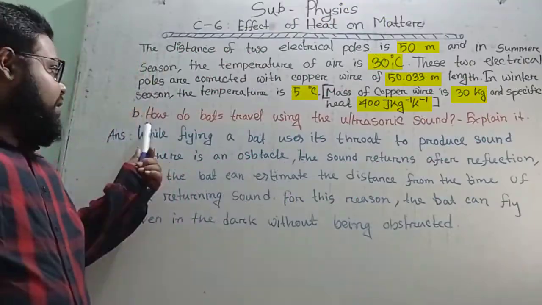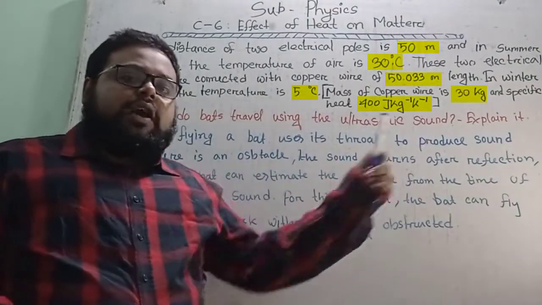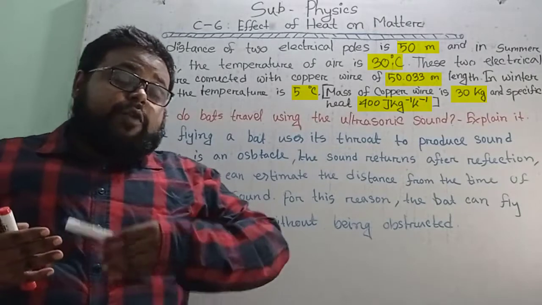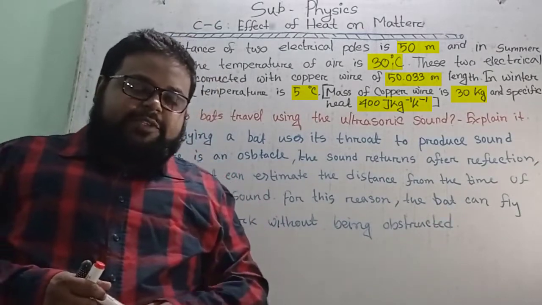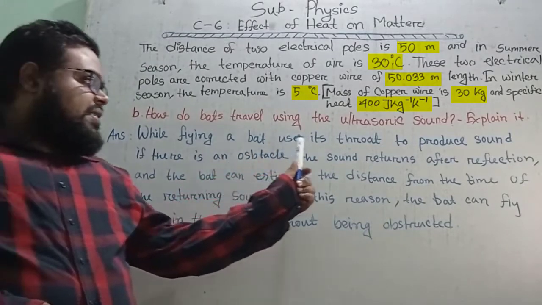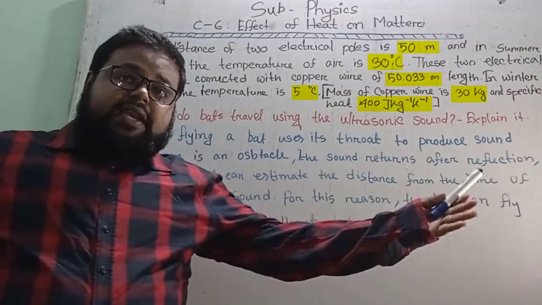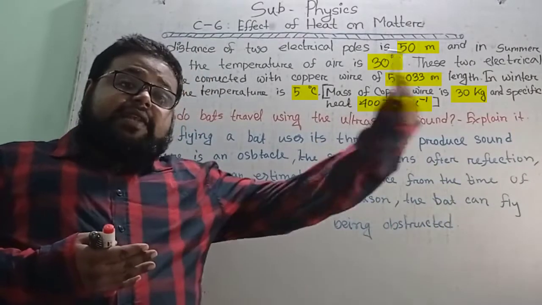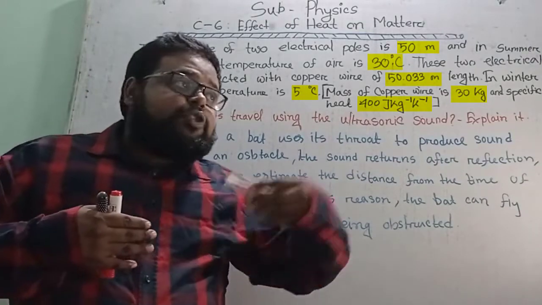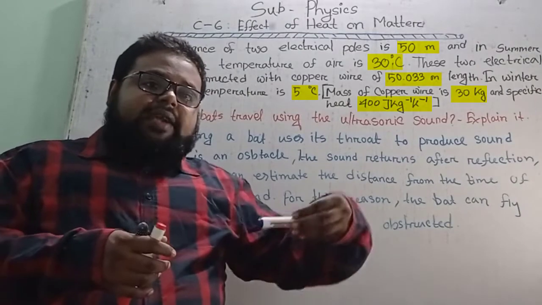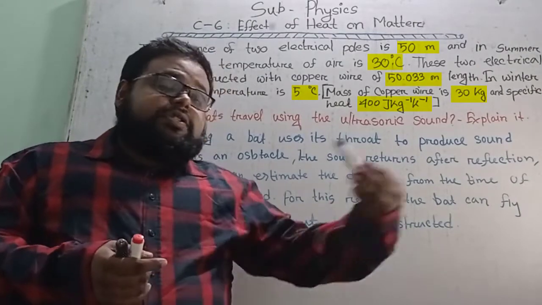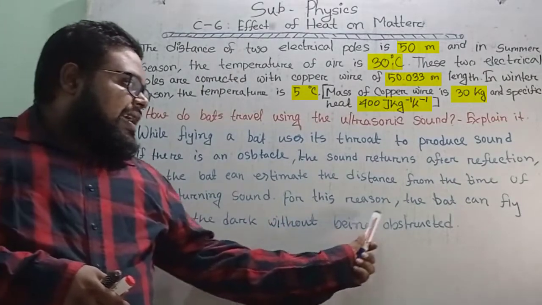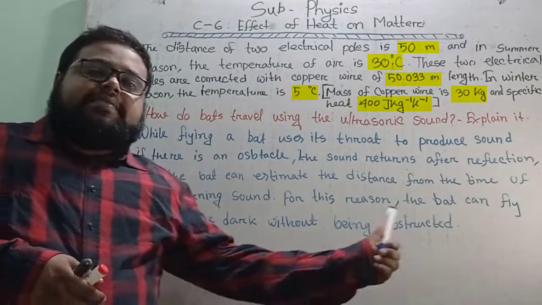Dear student, question B is, how do bats travel using ultrasonic sound? Explain it. Do you know a bat is blind? But how do bats travel from one place to another easily? Okay, let me explain it. While flying, a bat uses its throat to produce sound and spread it. If the sound returns to the bat after reflection from an obstacle, then the bat can ensure that there is an obstacle, which is not the right path for the bat to fly. If the sound doesn't return, then the bat can ensure that there is no obstacle and that is the right path to fly. And for this reason, the bat can fly in the dark without being obstructed.